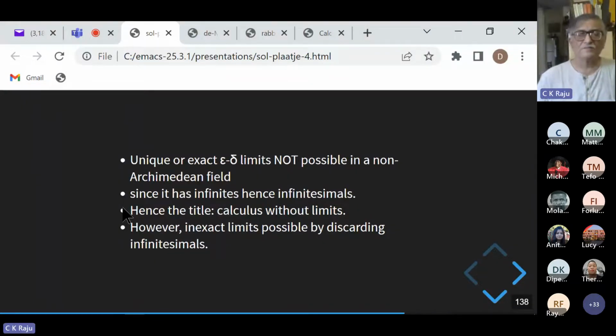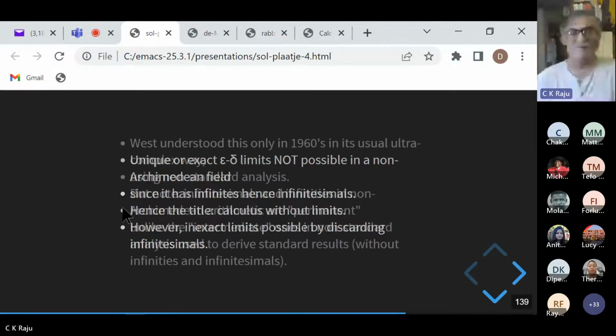Why not? Because you take a limit that becomes less than 1 by n, but you can always change it by an infinitesimal, and so you will get non-unique limits. So such a field has got infinities, and it's a field. So if you take 1 by an infinitesimal, you will get an infinitely large number. But of course, in calculus without limits, inexact limits are possible by discarding infinitesimals.